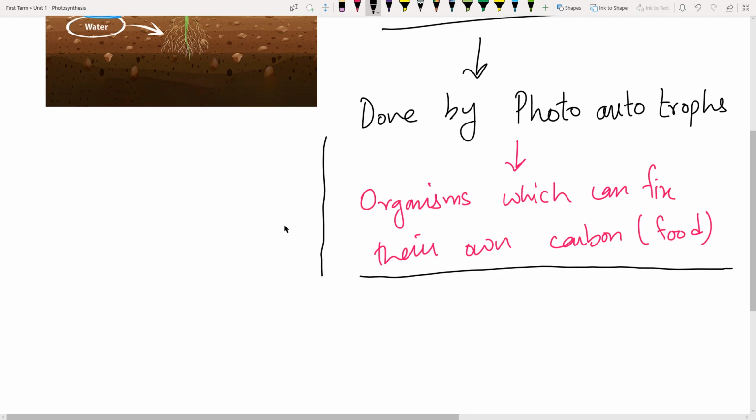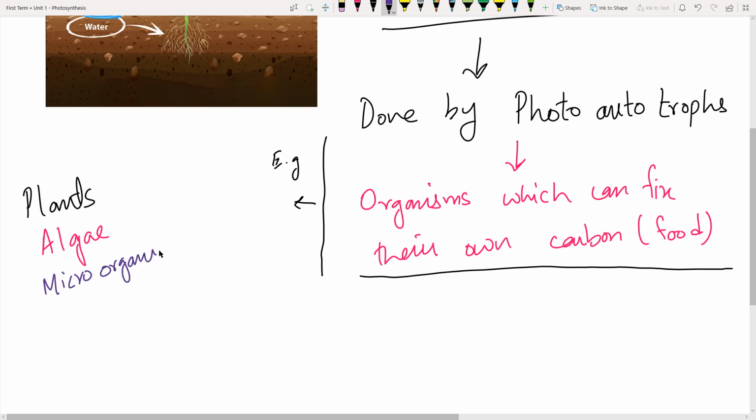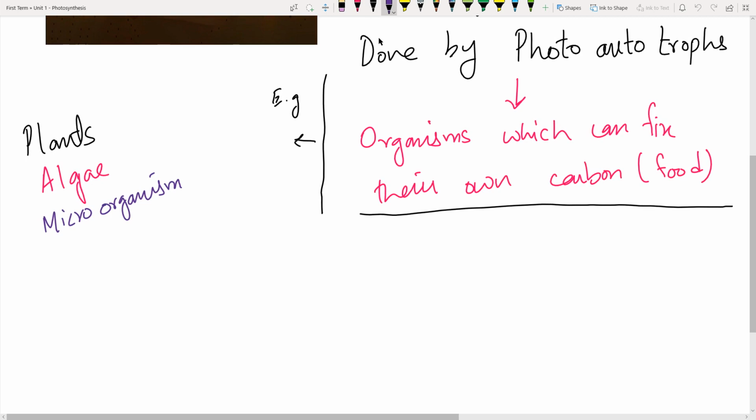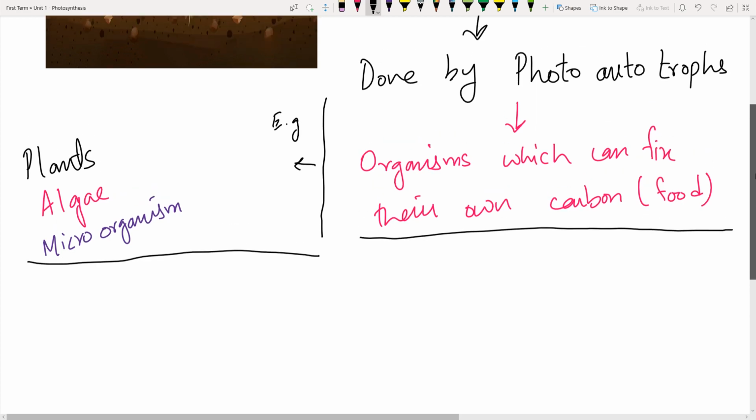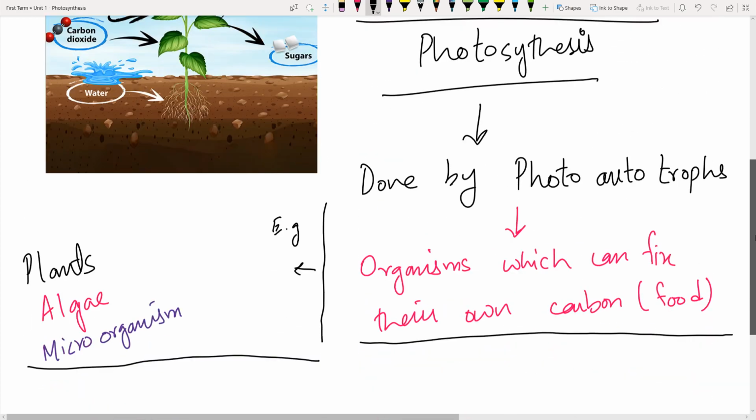We have a few examples for this. For example, we have plants; they are photoautotrophs. Then we have algae; they are also photoautotrophs. And then we have several types of microorganisms that are also photoautotrophs. They rely on the process of photosynthesis to make their own food. They do not rely on other organisms to generate the food for them. So this is what we know so far about photosynthesis. Now let's get into the detail of how it really works.